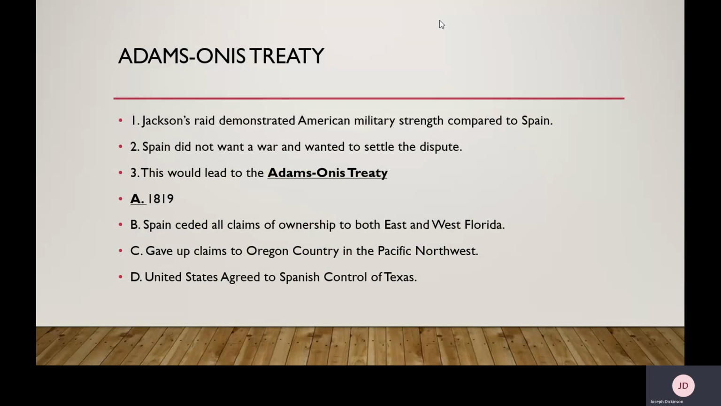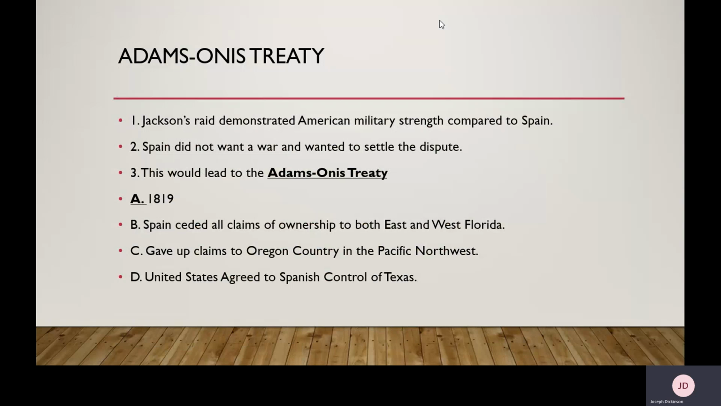It was in 1819. Spain ceded all claims of ownership to both East and West Florida. Spain's given up both sides of Florida. Gave up claims to Oregon country in the Pacific Northwest. So think of Oregon. I'm going to pull up a map so you can have a better visual. The United States agreed to Spanish control of Texas. So with this, America is going to get East and West Florida, all of Florida, and then we're going to get parts of the Pacific Northwest out of the Adams-Onis Treaty.